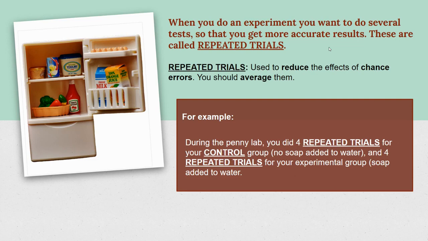When you do an experiment, you want to do several tests so that you get more accurate results. These are called repeated trials. Repeated trials: used to reduce the effects of chance errors, and you should average them. For example, during the Penny Lab, you did 4 repeated trials for your control group, which had no soap added to the water, and 4 repeated trials for your experimental group, where soap was added to the water.